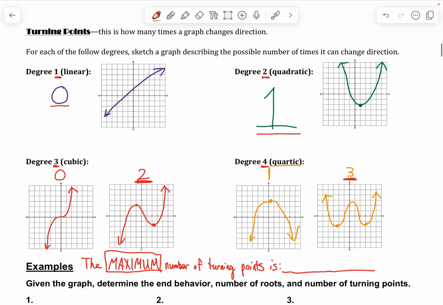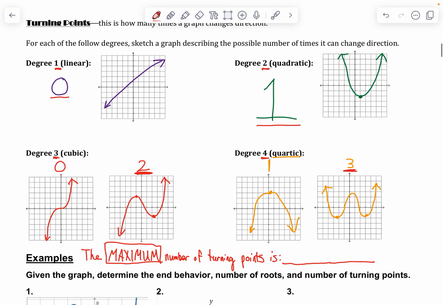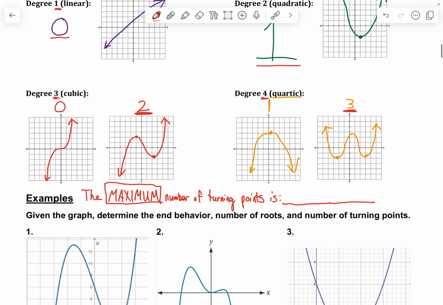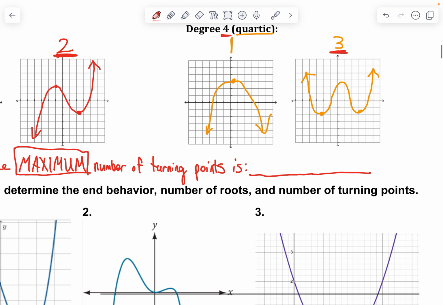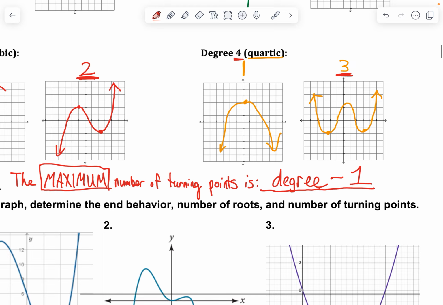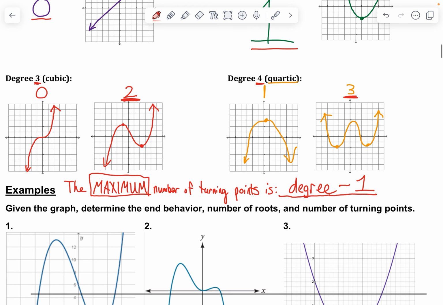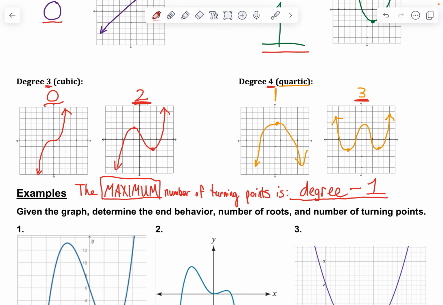So what do you notice about all those ones that I underlined in red? Take a look, if you have your degree and you subtract 1 away, you get the maximum number of turning points. So the maximum number of turning points is your degree minus 1. Now once again, does that give you the exact number of turning points? No, it is possible your cubic has 0, your quartic has 1, but it is the maximum number of possible ones that you can have.